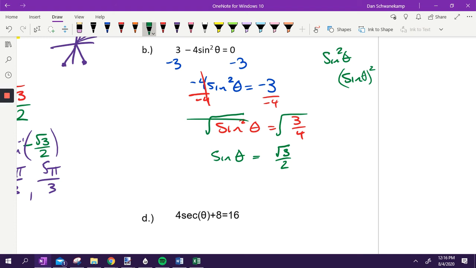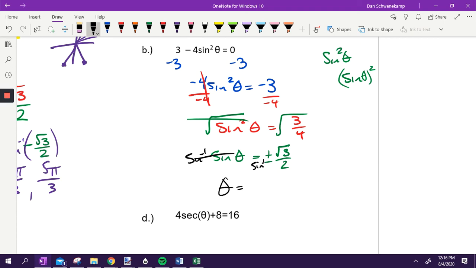I'm missing something. Plus or minus, because we took a square root. Okay, this is as advanced as we can get. Now we're solving. I'm doing inverse sine. I want to get rid of sine. I'm doing inverse sine.